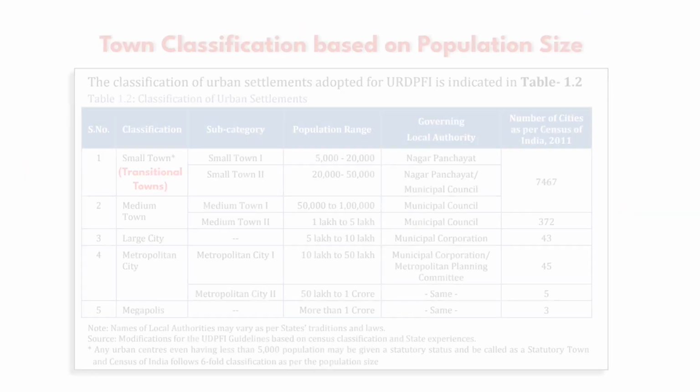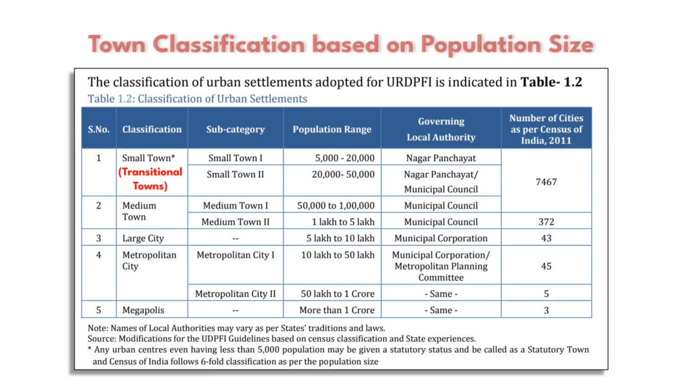Now we will see the classification of towns based on population size. Based on population size, urban settlements are classified into 5 categories. The lowest category is known as small town or transitional towns. A population range of 5,000 to 20,000 is considered small town 1, and the governing local authority will be Nagar Panchayat. Whereas small town 2 will have a population range between 20,000 to 50,000, and they can be governed by either Nagar Panchayat or Municipal Council. And as per Census 2011, almost 7,500 towns are classified as small towns in India.